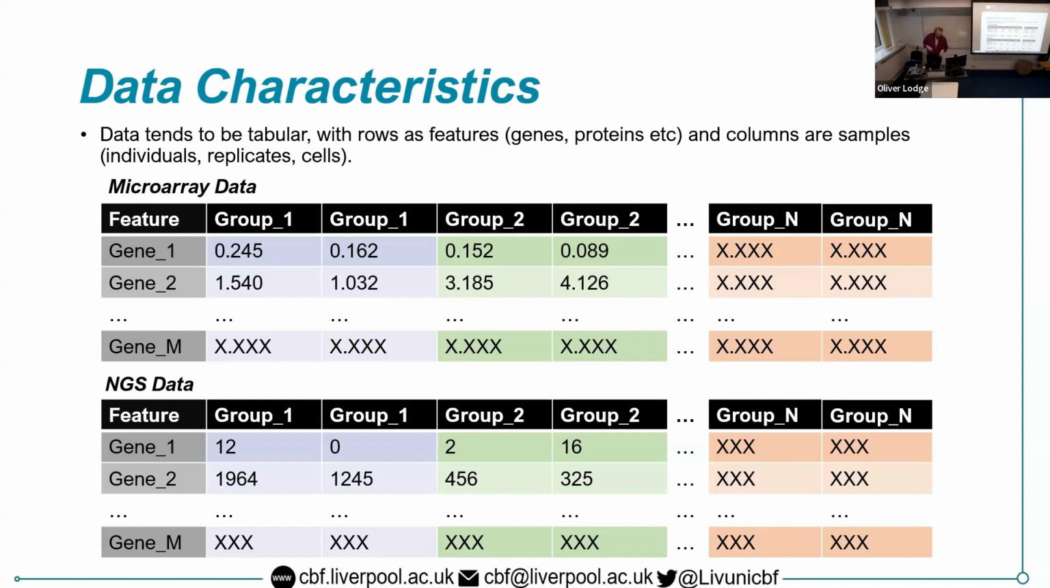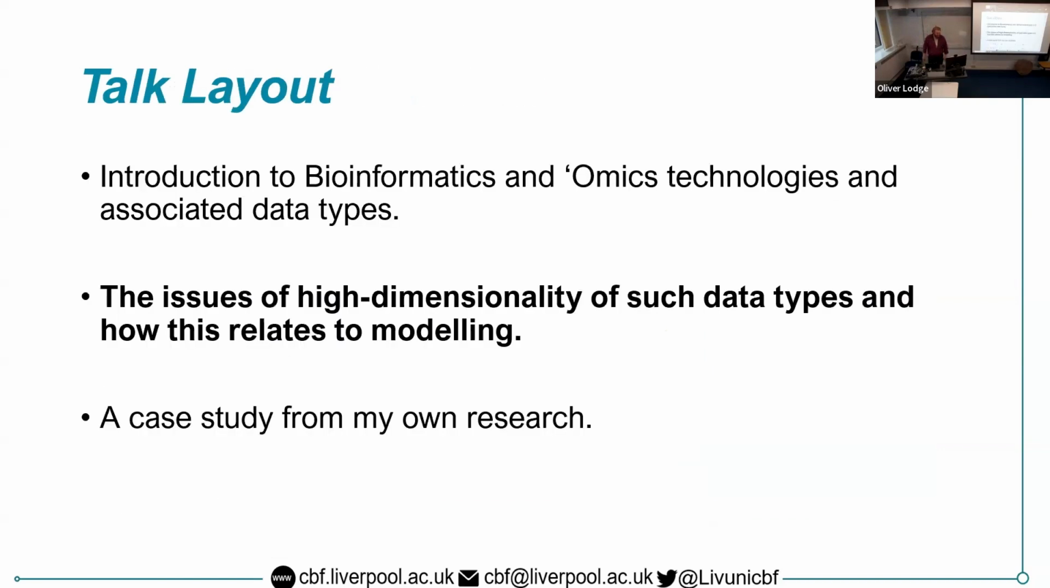And just a bit about the actual data itself. The sort of data we deal with tends to be tabular. The convention is rows are your features, columns are your samples, and these could be in different groups or replicates or cells or something like that. For microarray data, it's continuous, usually tends to be Gaussian, and for NGS data, it's integer count data. But this is just convention. It depends on the analysis you do. You can always transform them.